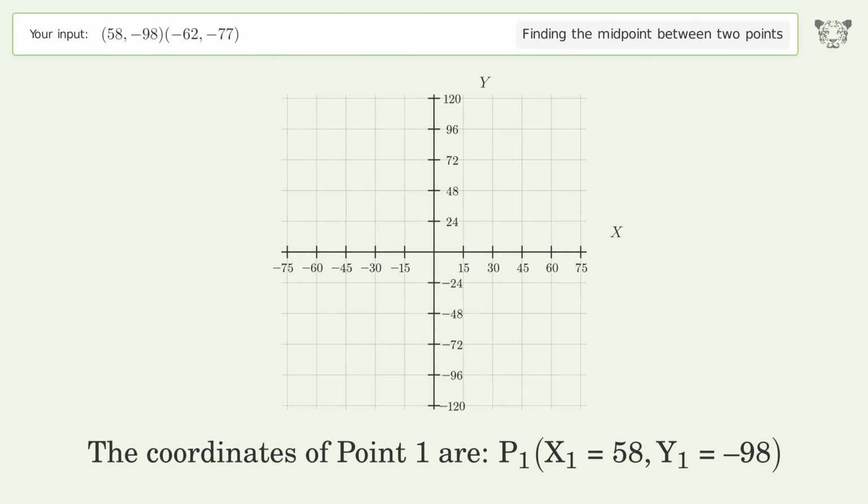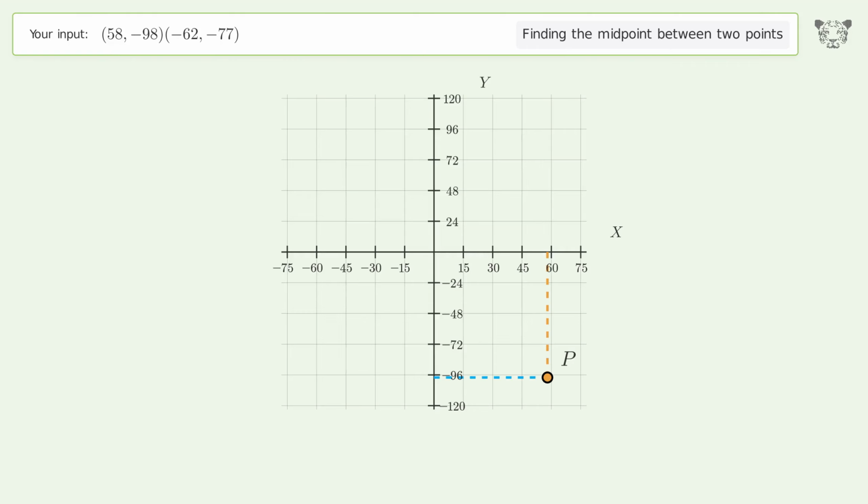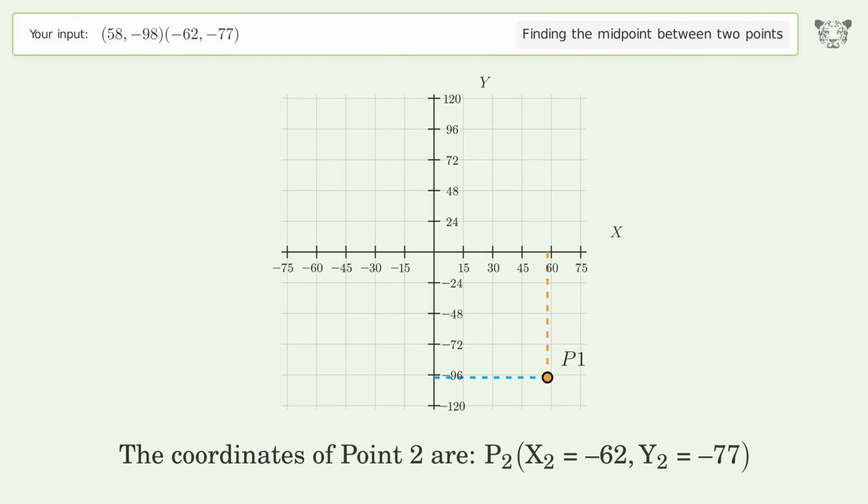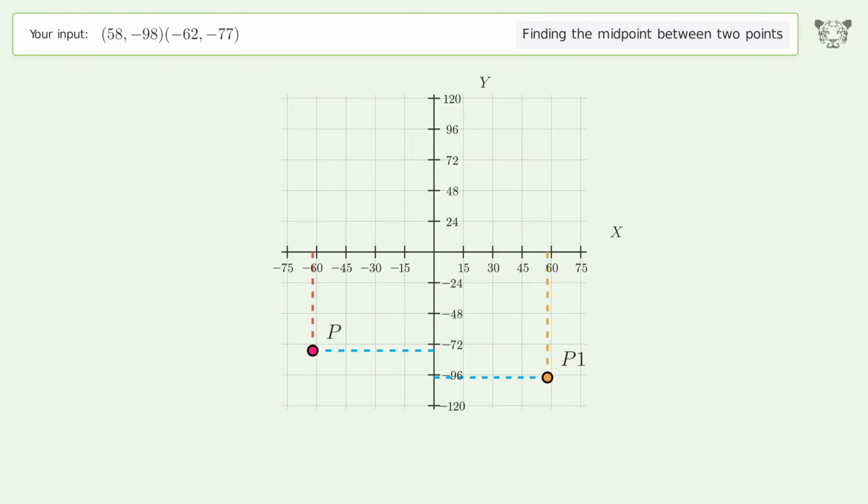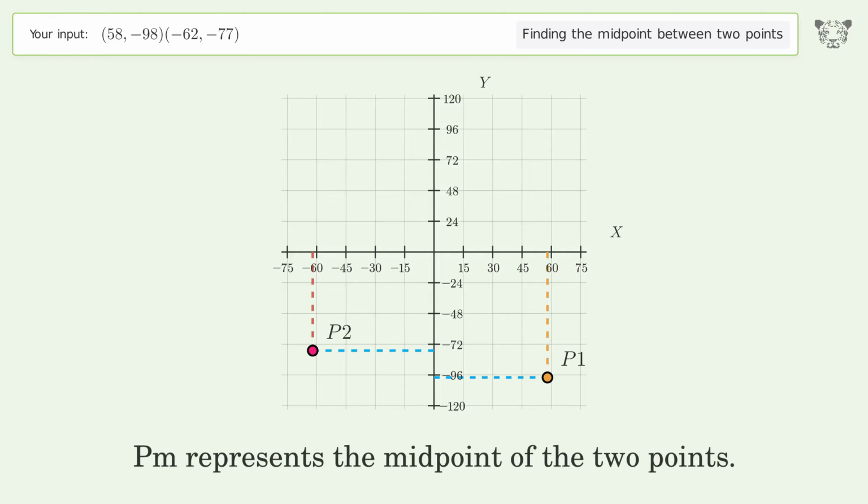The coordinates of point 1 are x1 equals 58, y1 equals -98. The coordinates of point 2 are x2 equals -62, y2 equals -77. PM represents the midpoint of the 2 points.